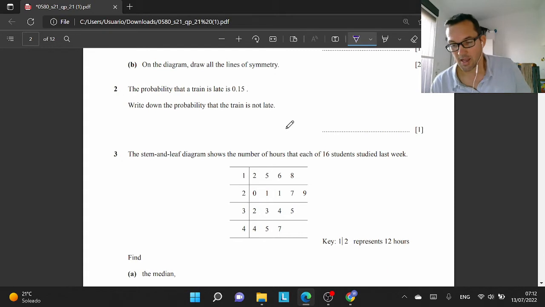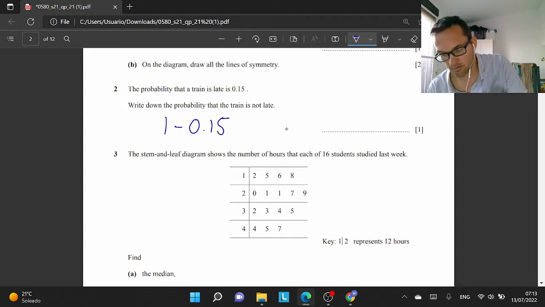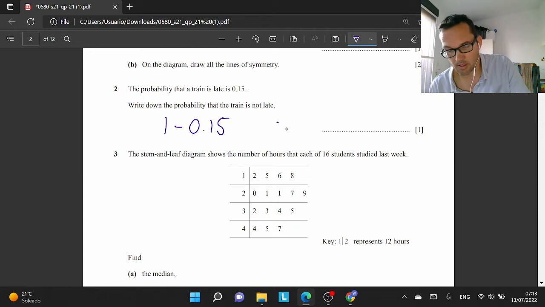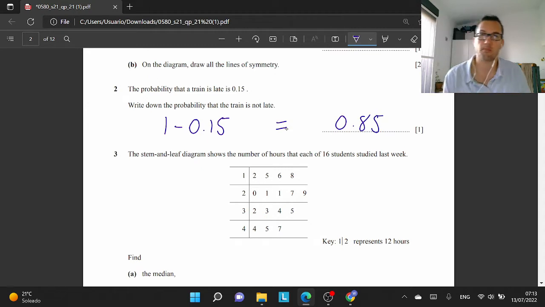Question 2. The probability that a train is late is 0.15 or 15%. Write down the probability that the train is not late. So all probabilities always add up to 100% or to 1. So it means we just need to find the other side of that 15%. So 1 minus 0.15 or 100% minus 15% gives me 0.85 or 85%.